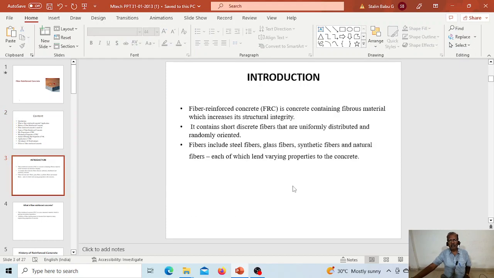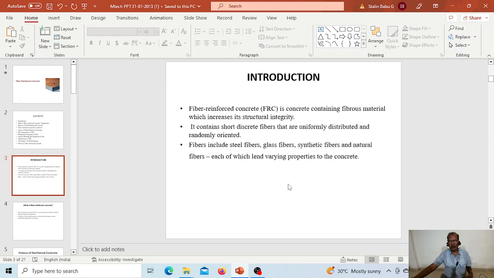First one, introduction of fiber concrete. Concrete containing fibrous material increases its structural integrity. That is conventional concrete with fibers, that is fiber reinforced concrete. It contains short discrete fibers that are uniformly distributed and randomly oriented.